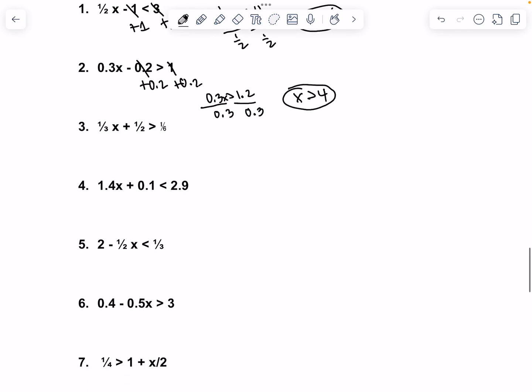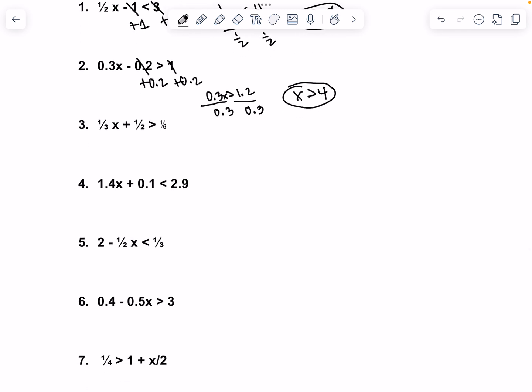For number 3, we would use common denominators. So 1/3, 1/2, and 1/6. We can use the common denominator of 6. So this would be 2/6x, and this would be 3/6. So we would subtract 3/6 on both sides. Because 2/6x is greater than negative 2/6. We'll divide by 2/6 on both sides. That'll give us x is greater than negative 1.